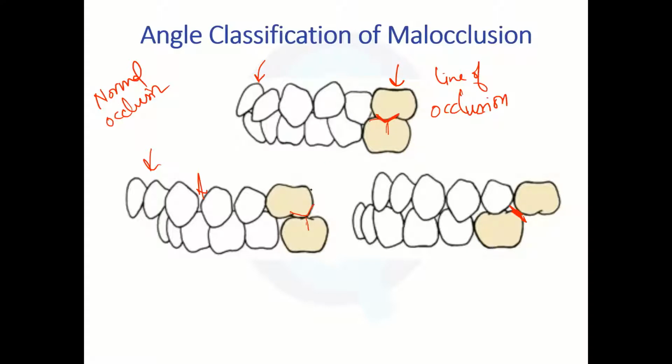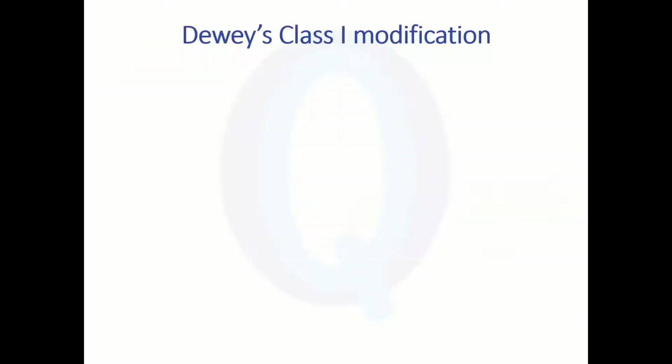Line of occlusion. Okay. So this is one thing about Angle's classification. Now you need to see the Dewey's modification.